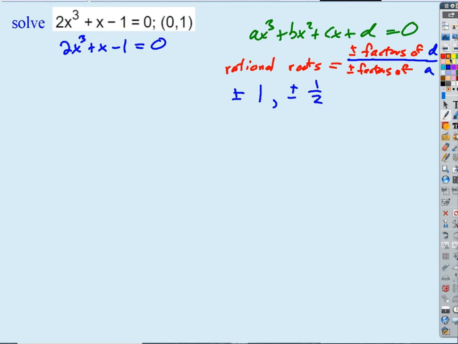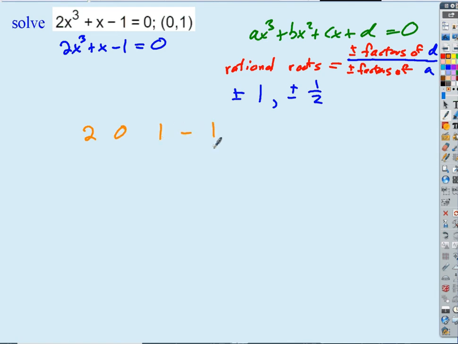You can use tabular synthetic division, which is a great way to do this. You don't have to do the whole thing. All you're going to do is write out the coefficients that we would use for our synthetic process here: 2, 0, 1. Everybody agree? Okay.